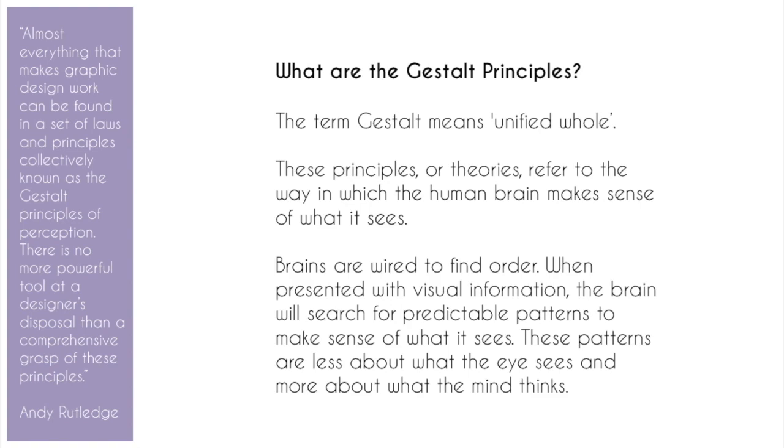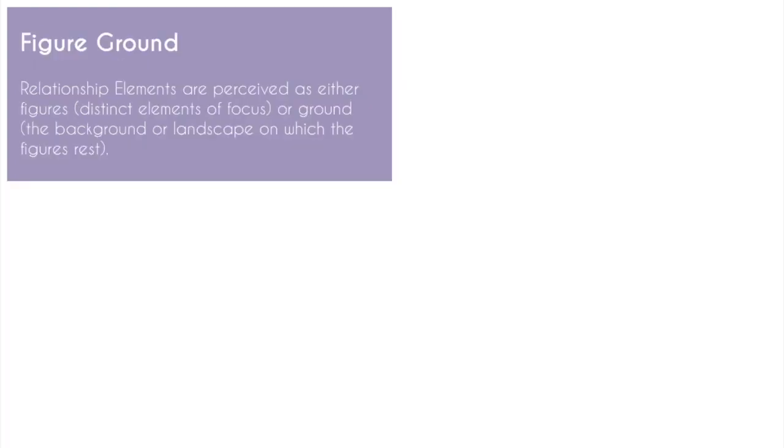But these principles or theories, they refer to the way in which the human brain makes sense of information. And it's important to know that our brains are wired to find order. So when we're presented with something to look at, we will search for predictable patterns, both to our betterment and detriment. It's actually good and bad. So these patterns we're going to talk about today are essentially what the eye sees, and it's all based in psychology, so that's kind of cool too.